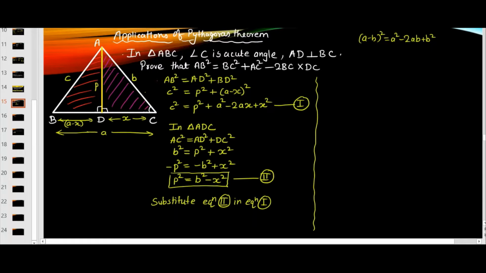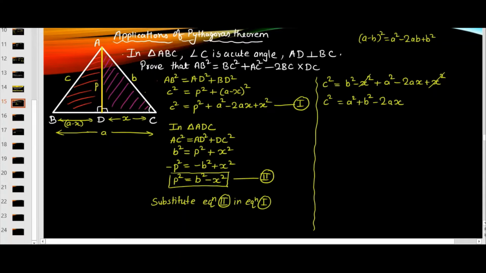So equation 1 is c square is equal, in place of p, I will write b square minus x square, and then plus a square minus 2ax plus x square. We have negative x square and positive x square here, so this and this cancel. What is left with us is a square plus b square minus 2ax. This is what we are getting.